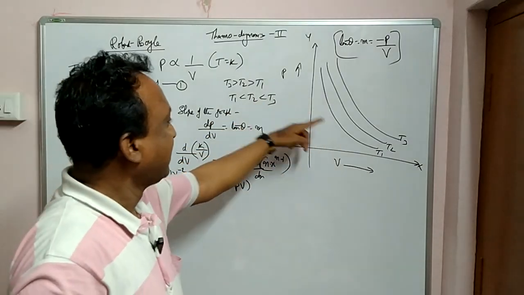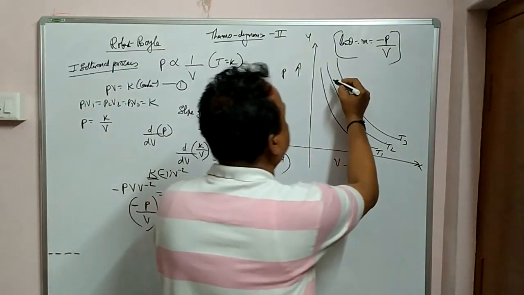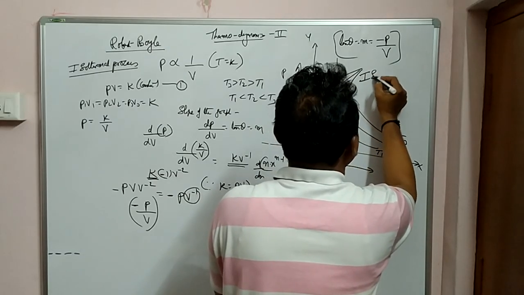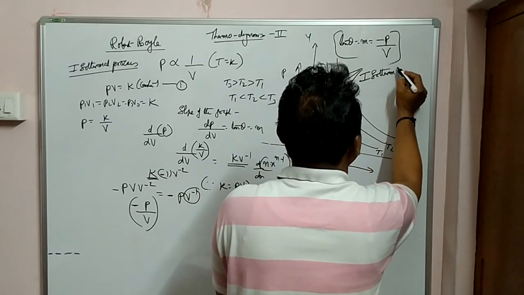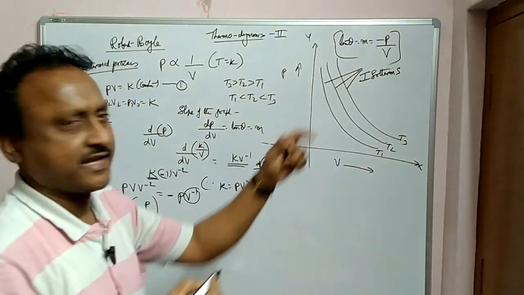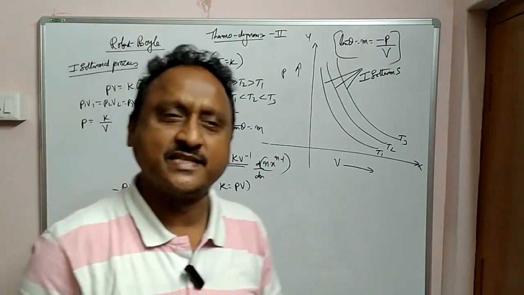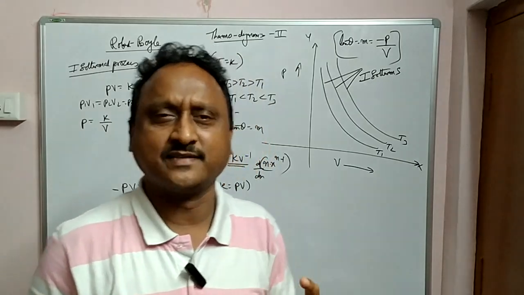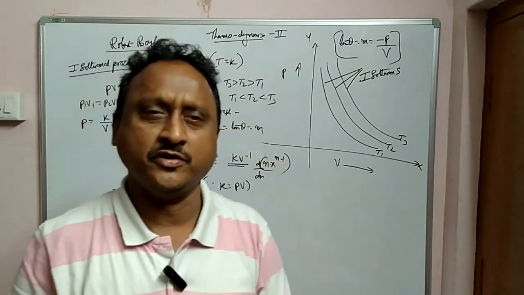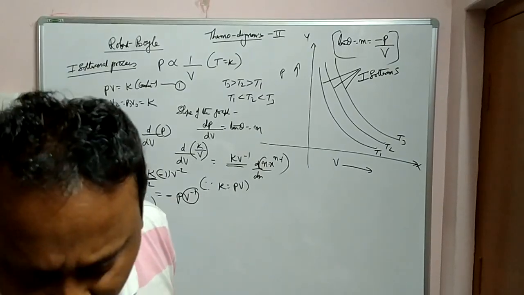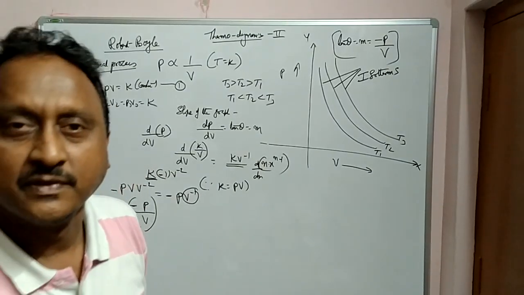In this case, these lines are also called isotherms. That means at constant temperature, for a given mass of gas, pressure is inversely proportional to volume, or PV is equal to constant, or P1 V1 is equal to P2 V2. Clear?